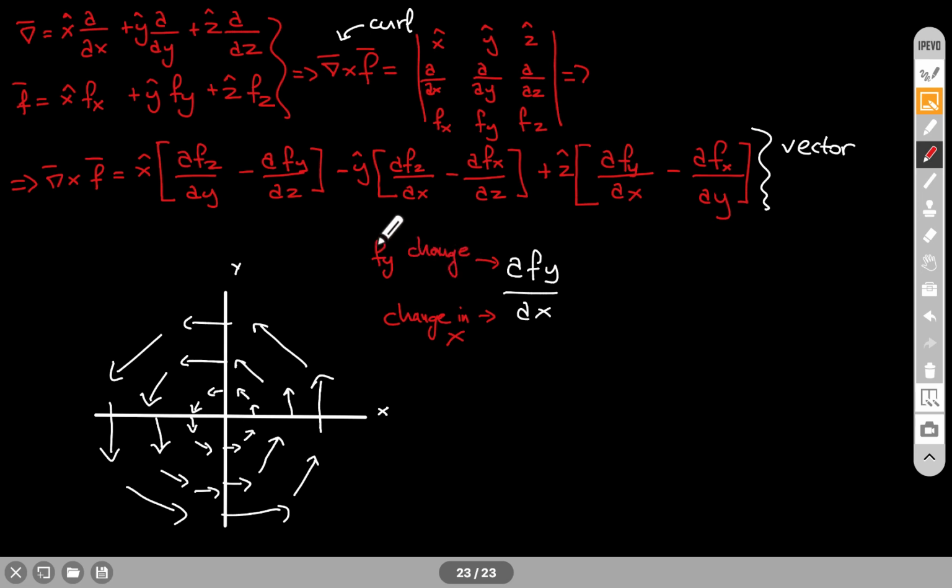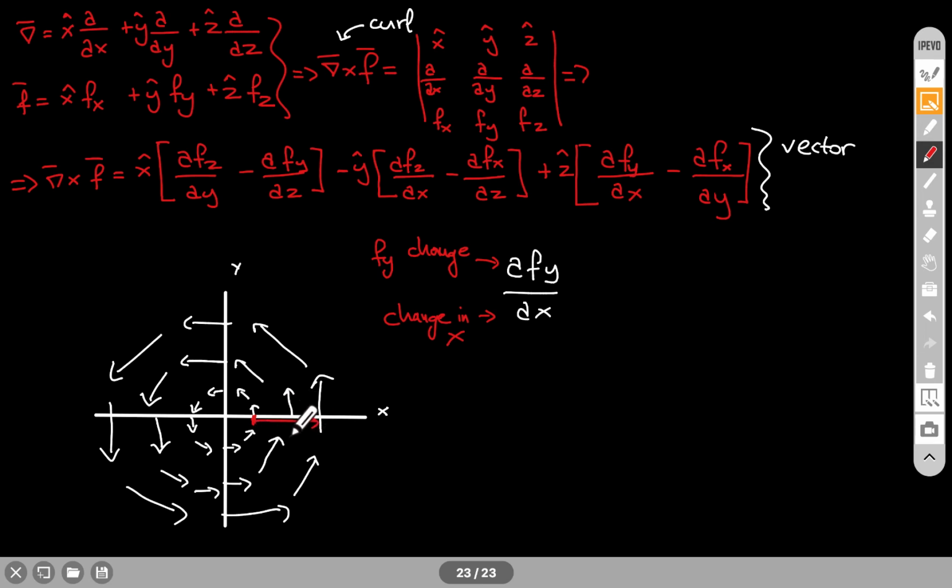The change of the y component of the function. Let's see, so let's do that. I need to make a small change in x. All right, let's say I start from here. I am on the x axis just to make my life easier. I start from here and I go there.